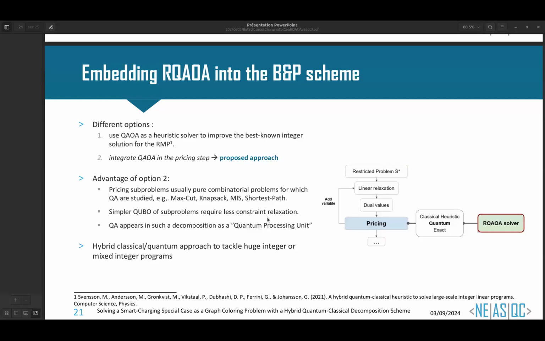Also, we could expect the QUBO to be simpler for the subproblem with less constraint relaxation. We know that including more relaxation would be more difficult to solve with QAOA because it would include more local minima, and we could consider our QA as a decomposition, like an algorithm on a quantum processing unit separately.